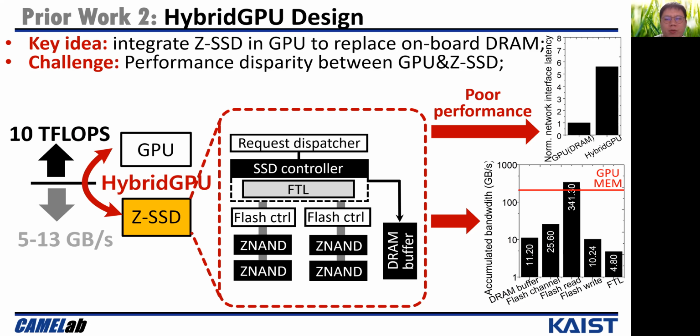However, there is a huge performance disparity between the GPU and the ZSSD. For example, the GPU cores can deliver tens of teraflops throughput, while the SSD can only serve a few gigabytes of data in 1 second. We analyze the performance of each component within the ZSSD. As you can see from the right figure, the request dispatcher, DRAM buffer, flash channel, and FTL cannot match the bandwidth of ZNAND read operation.